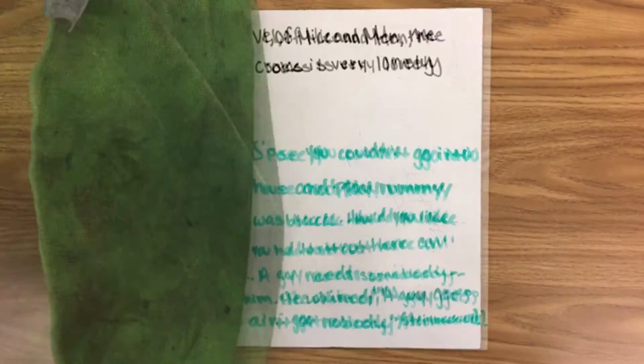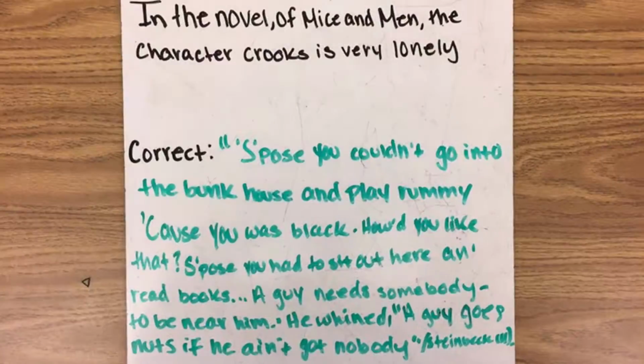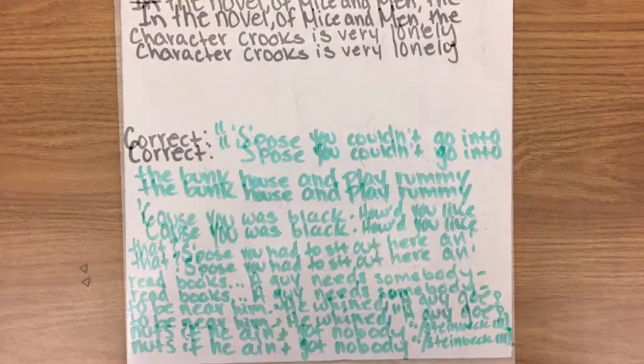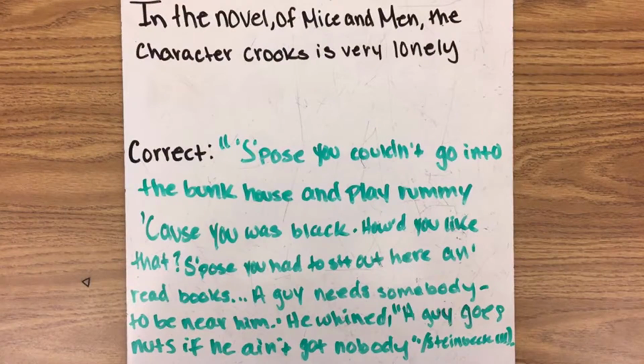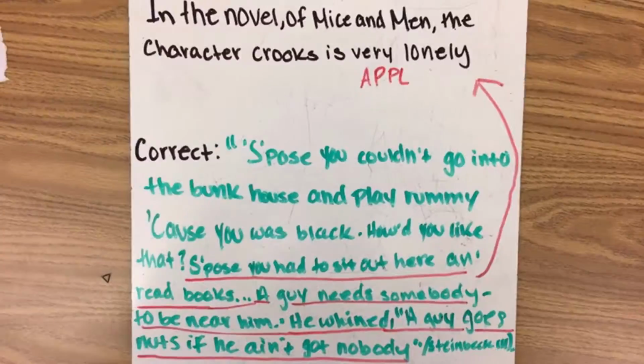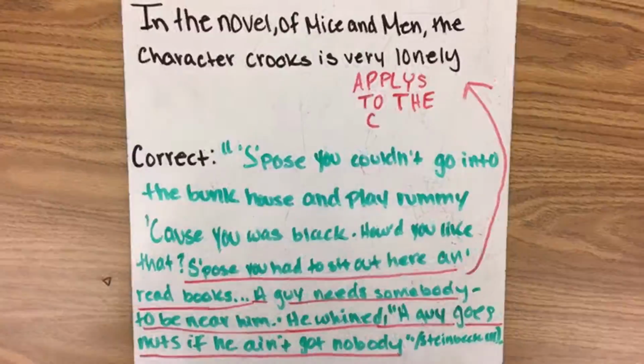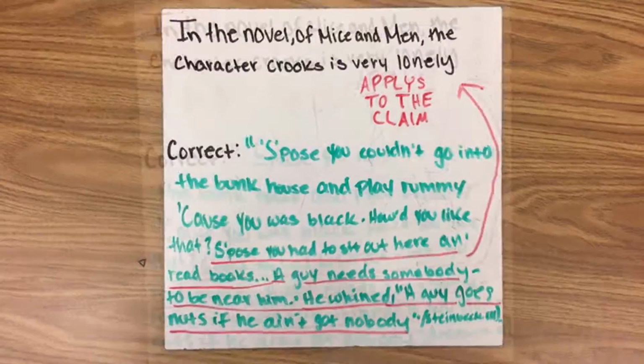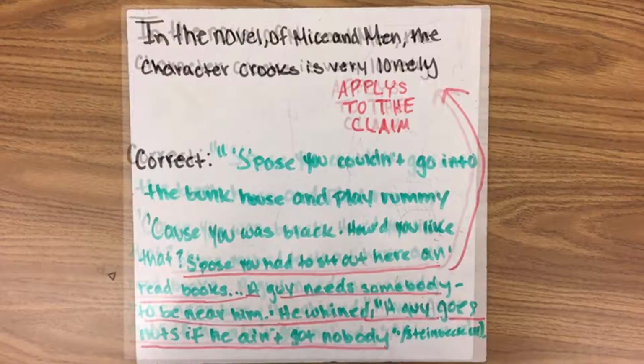A good piece of evidence would say, suppose you couldn't go into the bunkhouse and play rummy because you was black. How'd you like that? Suppose you had to sit out here and read books. A guy needs somebody to be near him, he whined. A guy goes nuts if he ain't got nobody. Steinbeck 111. This piece of evidence proves to the reader that Crooks is lonely, but also states how Crooks feels about his loneliness and how he expresses it to others.